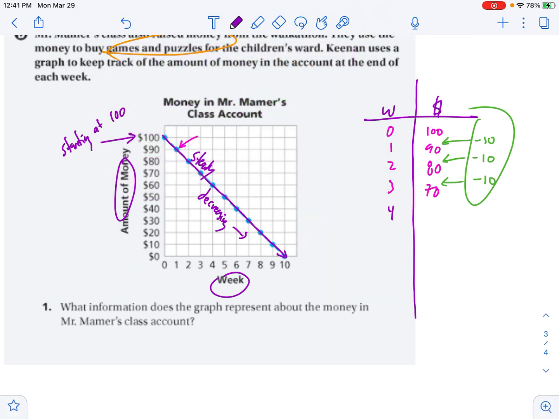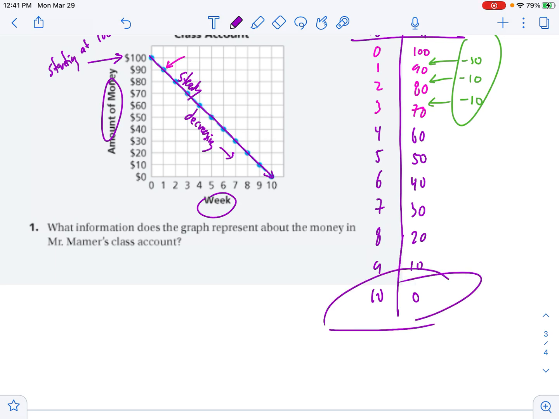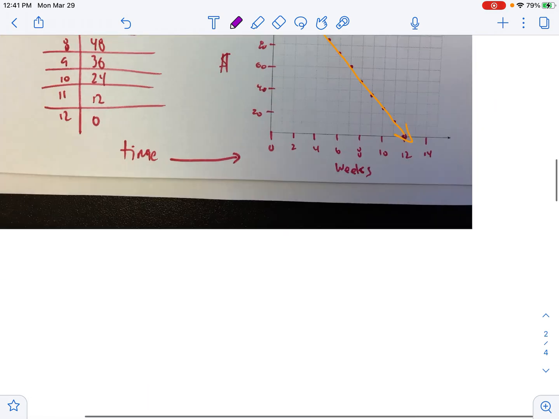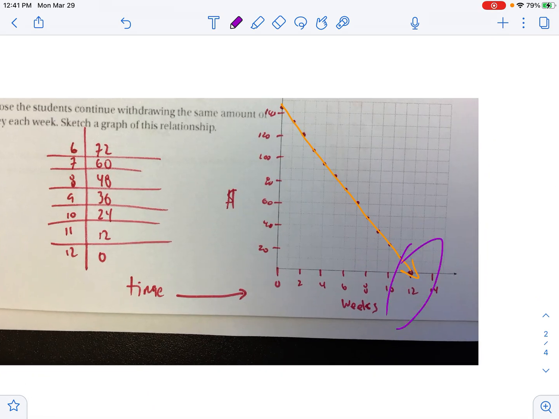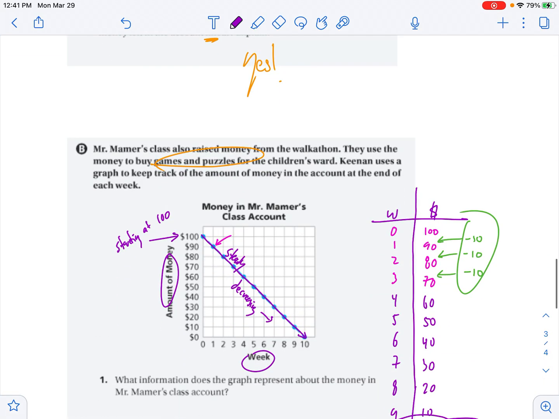So 4, 5, 6, 7, 8, 9, 10. It goes all the way down to 10, 70, 60, 50, 40, 30, 20, 10, 0. So it looks like at 10 weeks, they're going to be completely out of money. They've spent all their money. No more games. How about these guys? Where do they end? Oh, at week 12. So they can get some more books. So the children's ward at week 10 is all done with their games, but they are getting more books.